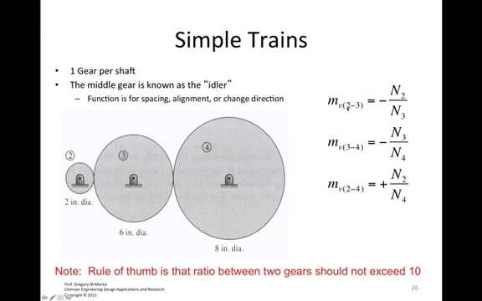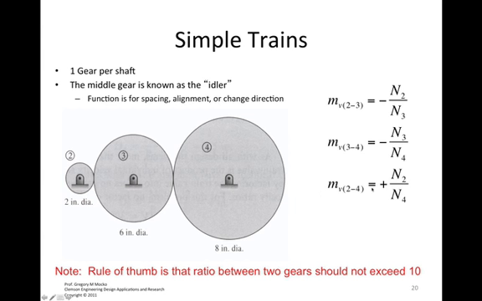The velocity ratio between gear 2 and gear 3 is negative N2 to N3. In this case, negative, because if gear 2 spins clockwise, gear 3 will spin counterclockwise. The velocity ratio of gear 3 to gear 4 is negative N3 to N4. And if we look at the overall velocity ratio of 2 to 4, it's a positive N2 to N4.